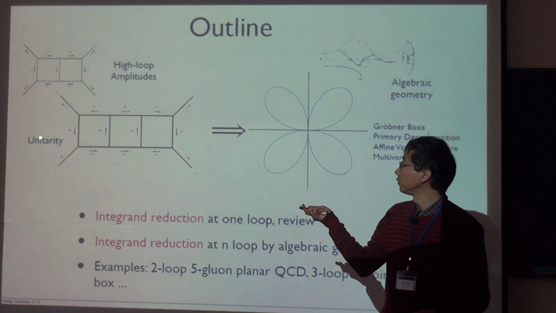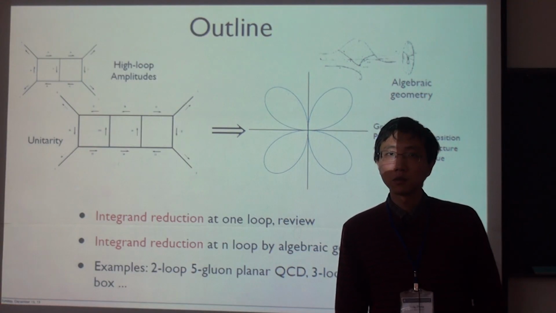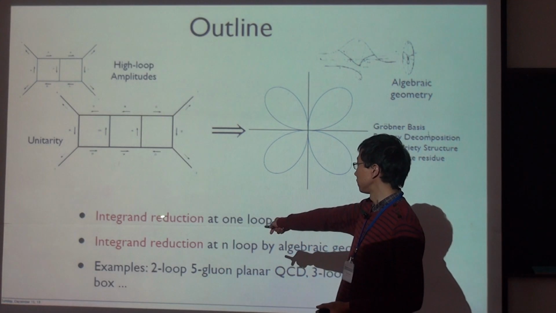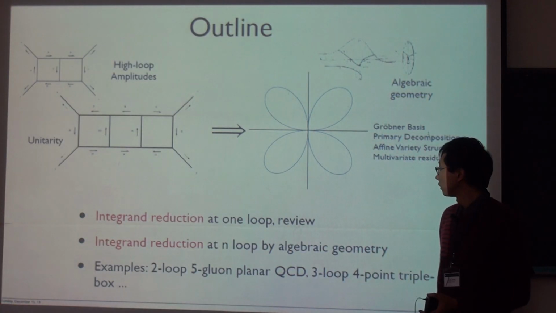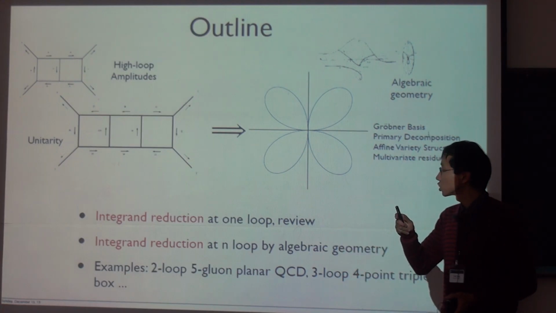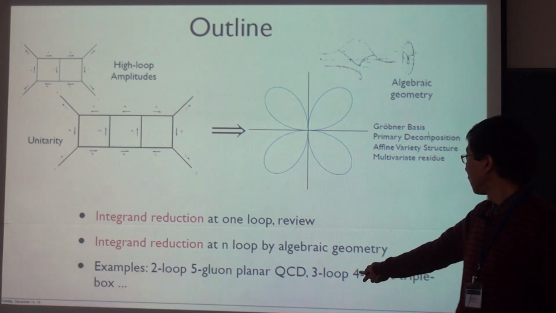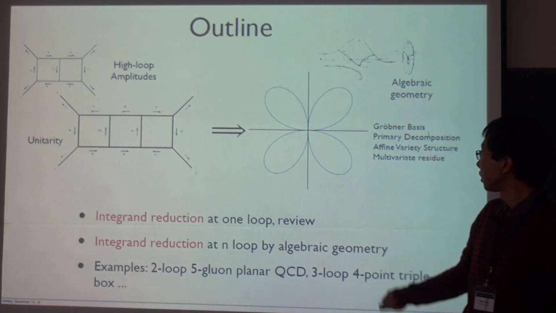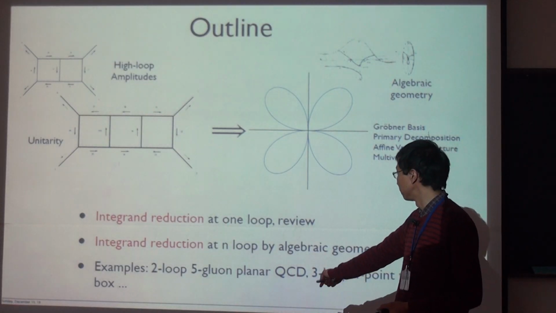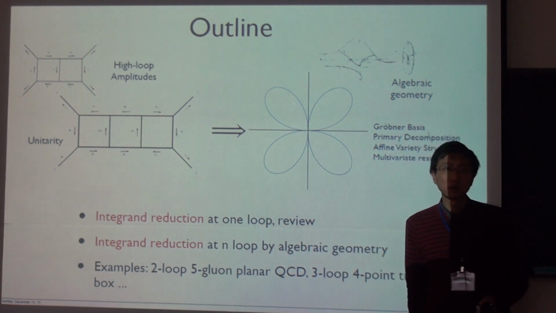There are many different ways to do unitarity at high loop from recent works. Because I only have 30 minutes, I just focus on one efficient method called integrand reduction. First I give you a review of integrand reduction at one loop, and then I talk about integrand reduction at high loop based on algebraic geometry. Finally, I give you some physics examples, some new results about the 3 loop planar QCD diagram and the 2 loop five point planar QCD diagram like this.